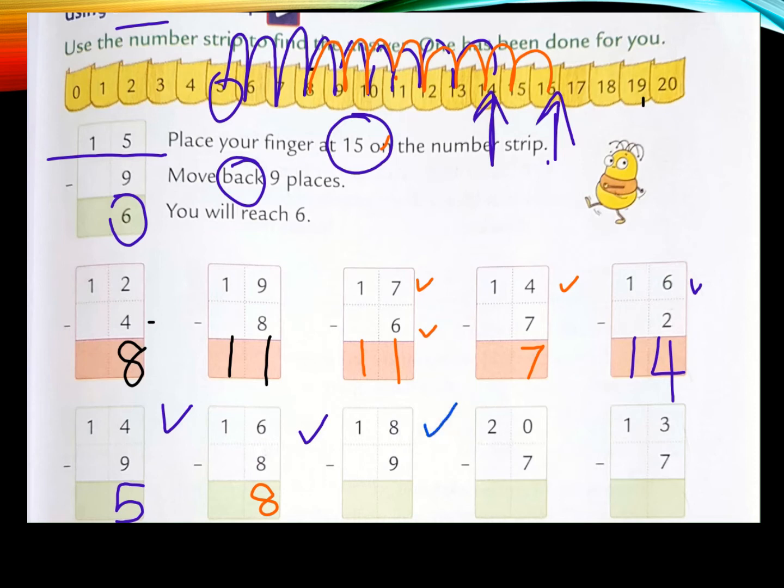Keep your finger on number 18 and count 9 numbers back. 1, 2, 3, 4, 5, 6, 7, 8, 9. What's the answer? 9.